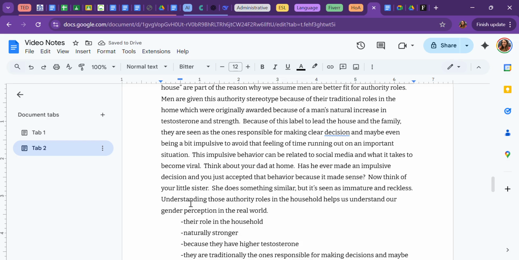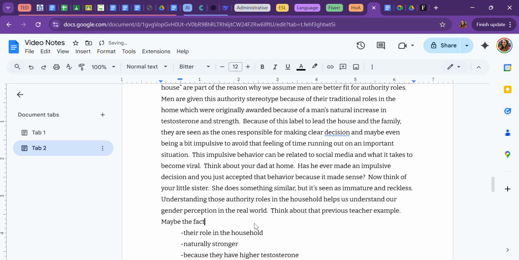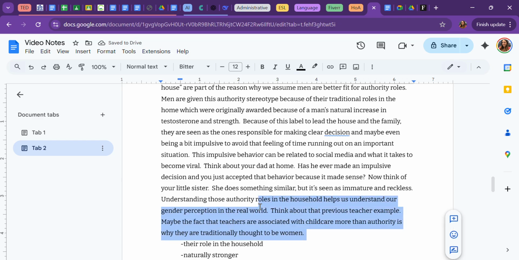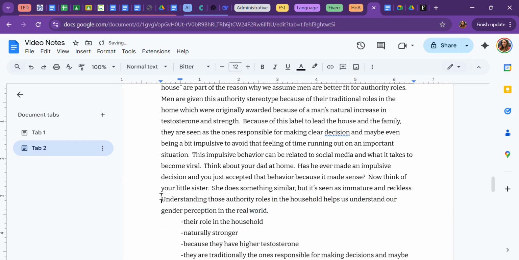I want to say somewhere, maybe think about that previous teacher example. Maybe the fact that teachers are associated with childcare more than authority is why they are traditionally thought to be. So I'm actually going to put this before. I guess this is another real world example.